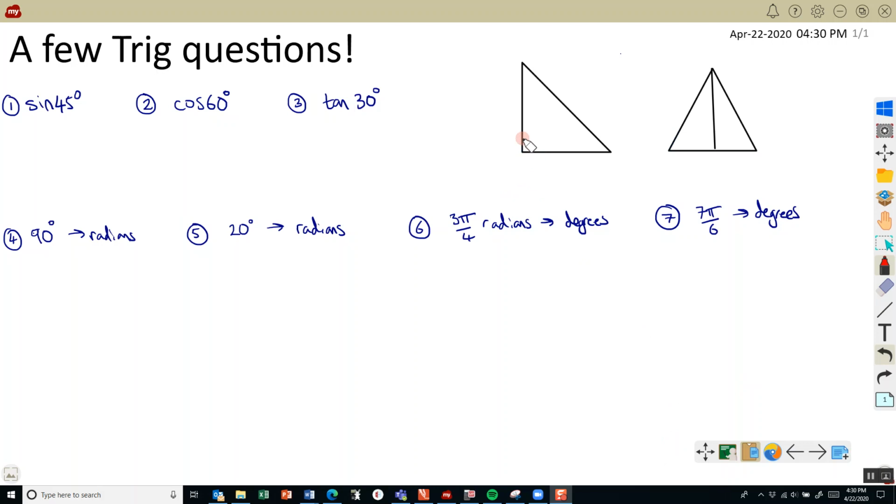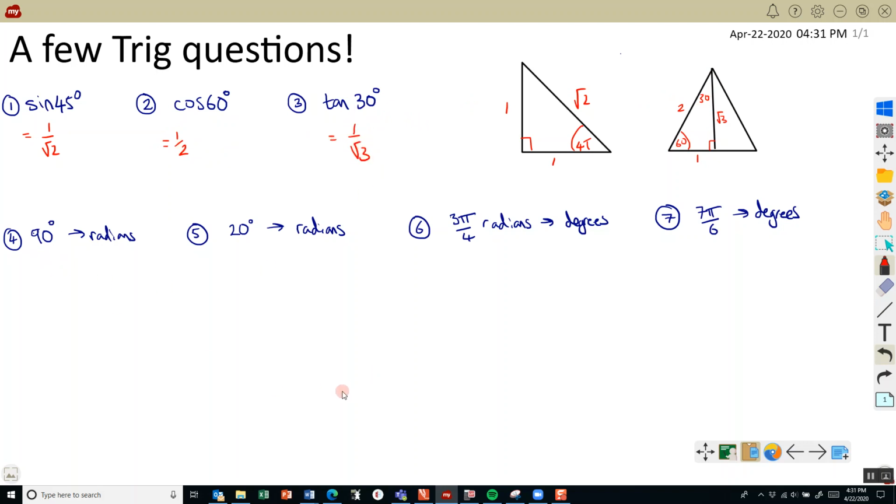Okay, so for the first 3, hopefully you used your triangles. Your first one is a 1, 1, root 2. It's an isosceles triangle. Sine of 45 degrees is opposite over hypotenuse. Hopefully you got 1 over root 2. Your second question is the second triangle, which is made up of half an equilateral, which is this little triangle. Cos of 60 is adjacent over hypotenuse, which is 1/2. And tan of 30, opposite over adjacent, 1 over root 3.